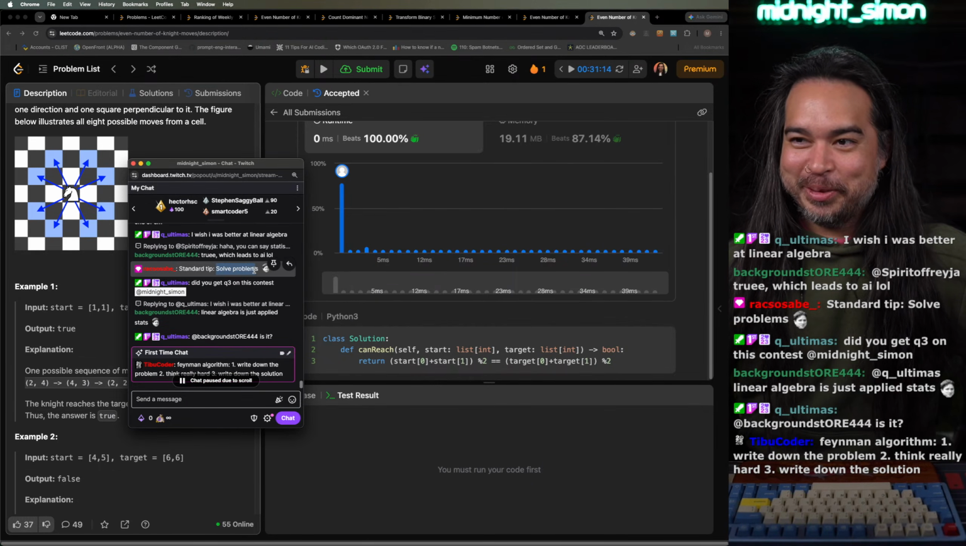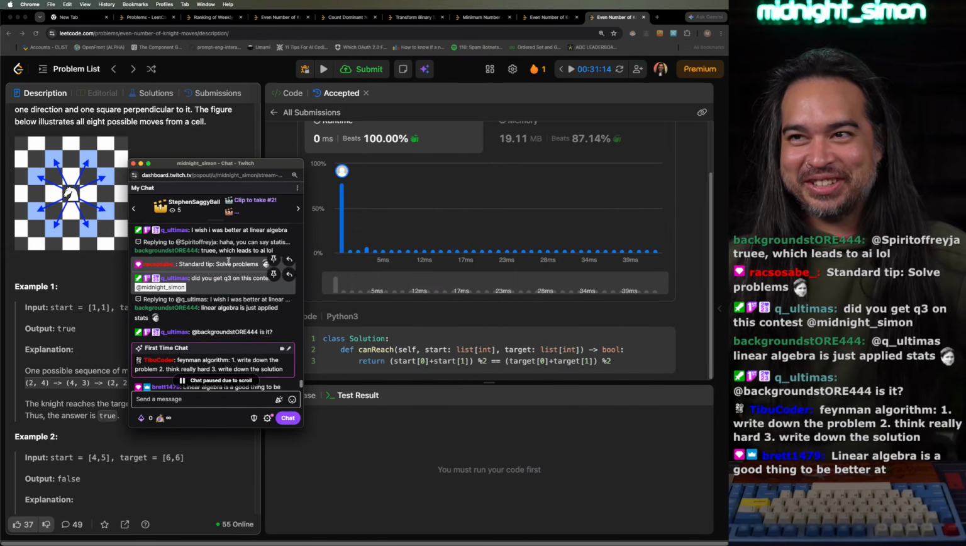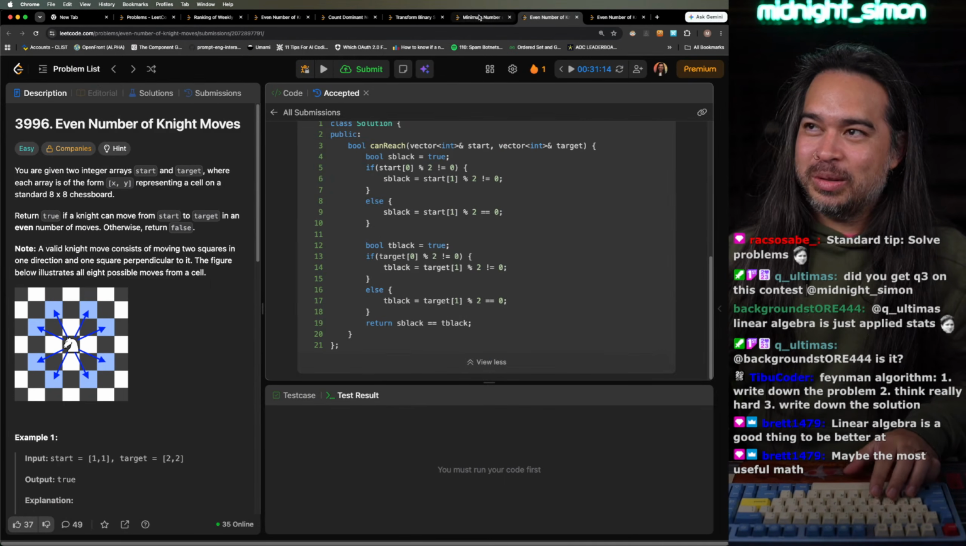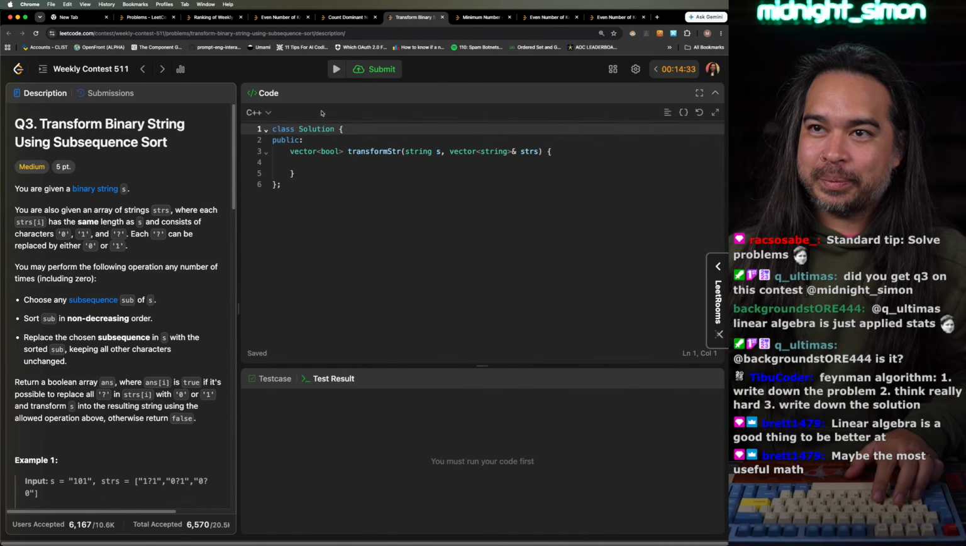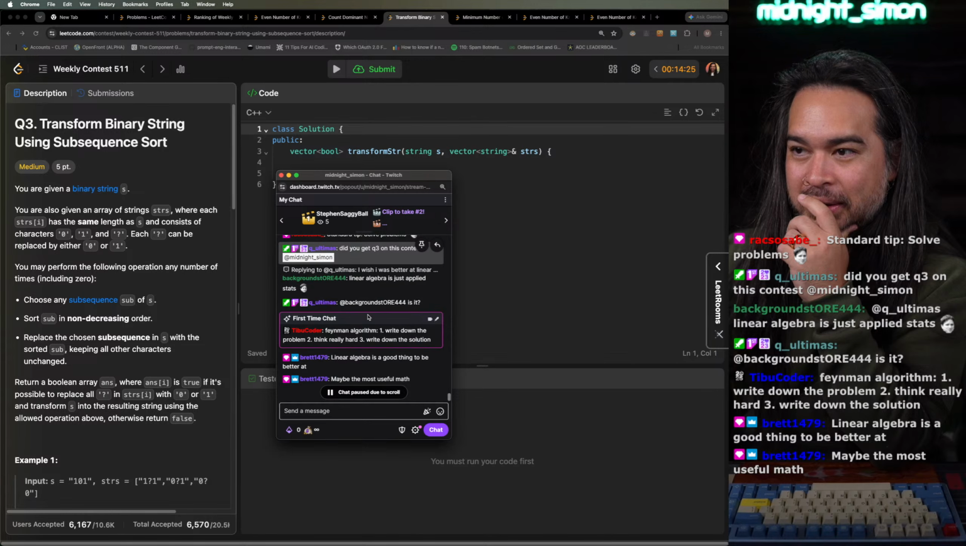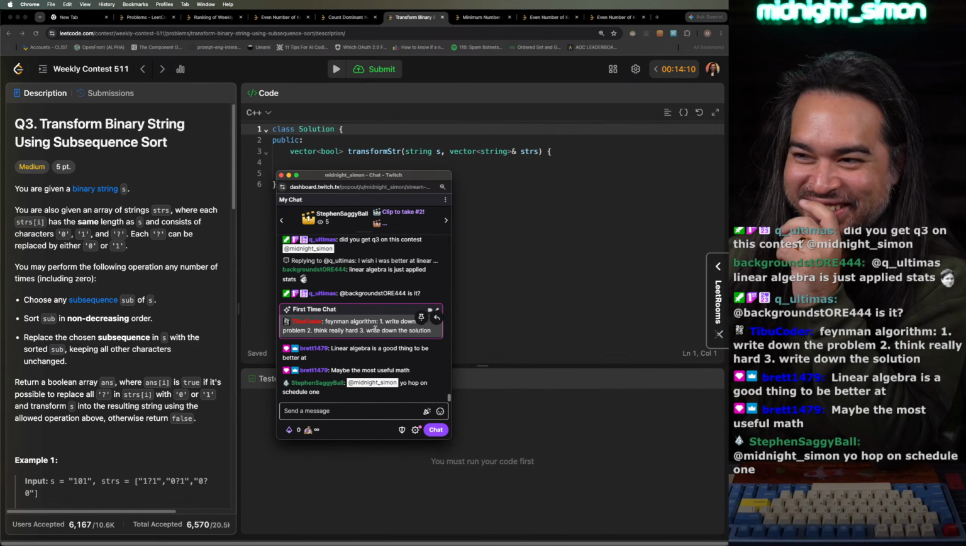Standard tip, solve problems. Yeah, that's basically the best LeetCode tip. Did you get Q3 on this contest? No, I didn't, man. I only got Q2, and that's it. Q2 was like the easiest problem for me. Q3, I don't even know, man. This whole contest was tough. Linear algebra just applied stats? I don't know. The Feynman algorithm: write down the problem, think really hard, write down the solution.